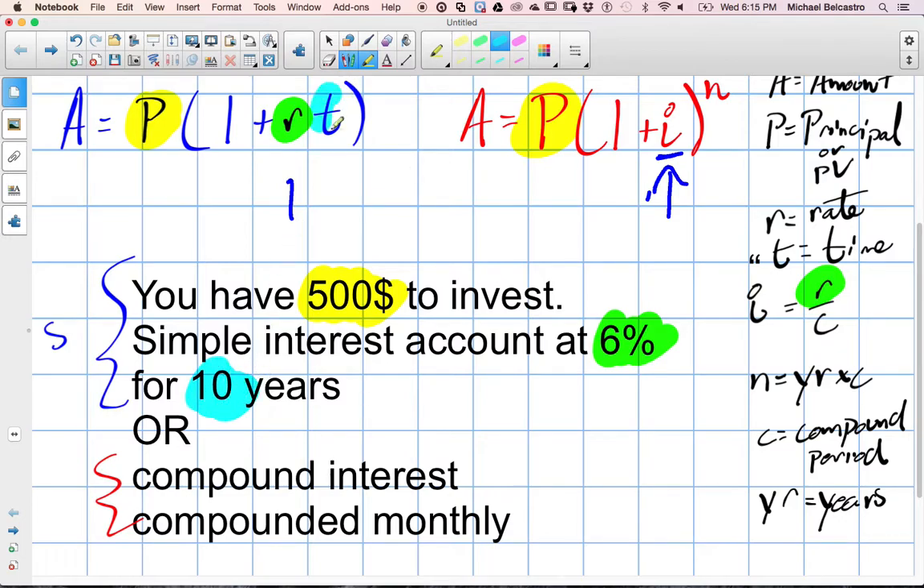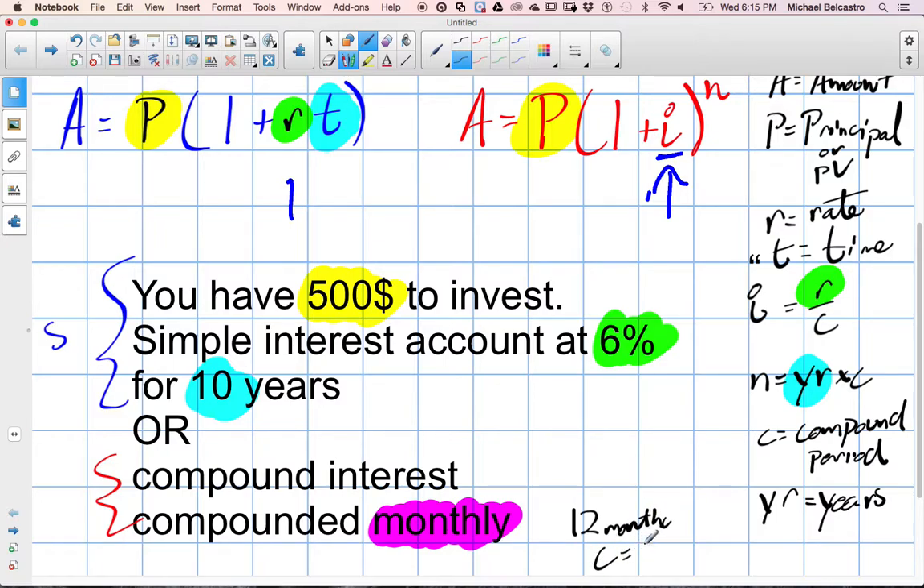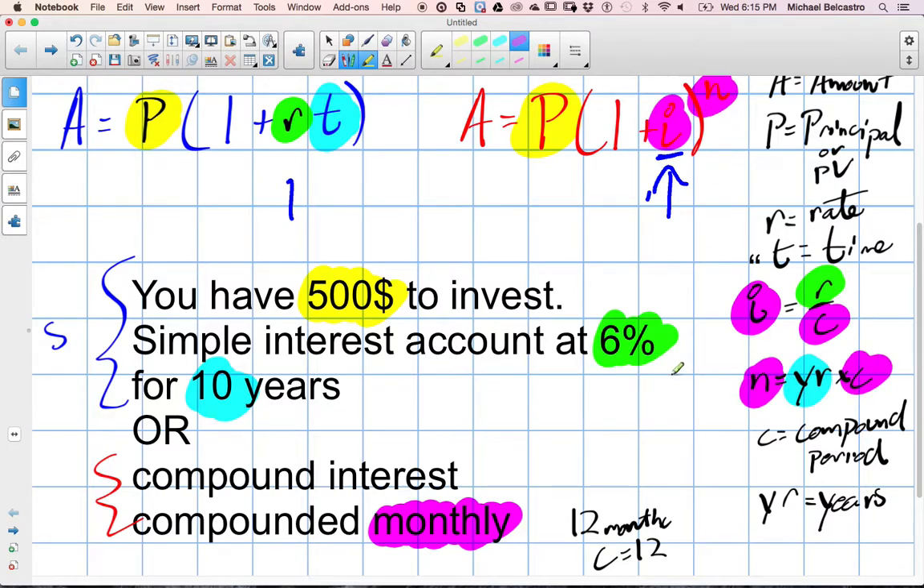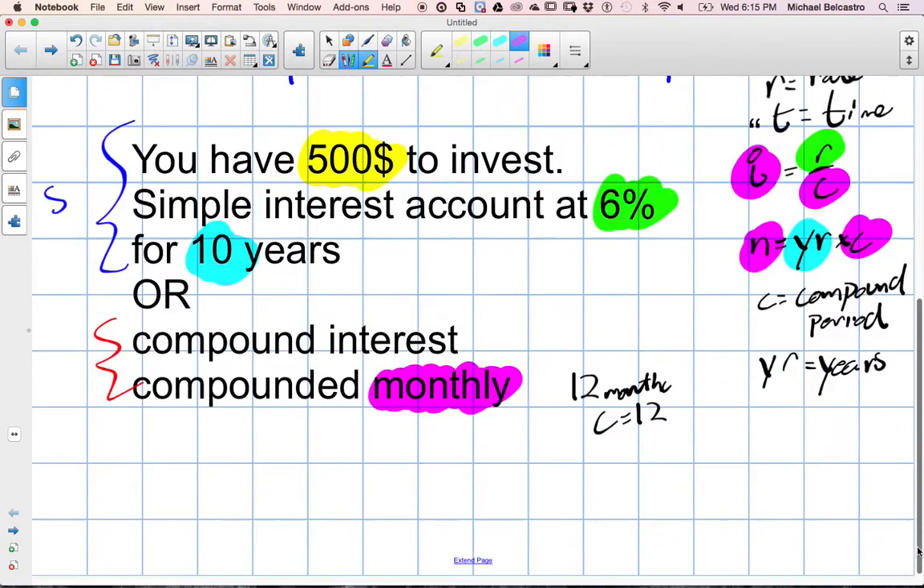So we're going to measure time in years. And again, years is only part of our compound interest. The I value, in order to calculate it, you have to figure out what the compound period is. And they said in the second option, you have a compound period of monthly. There are 12 months in a year, so our C value will be 12. That's going to help us calculate the I, and the N value in compound interest. Okay, so let's start with simple interest, and we can compare the results after.